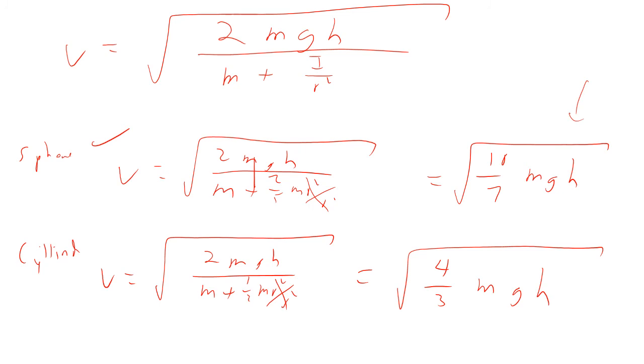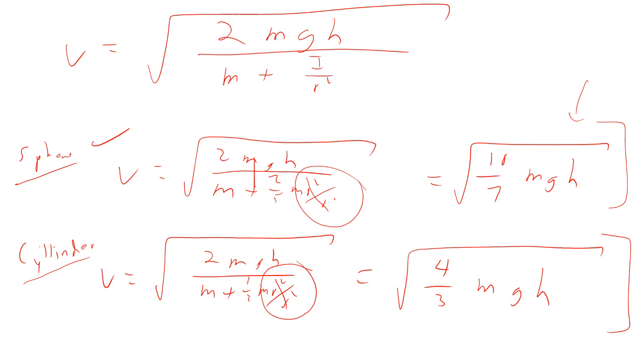Okay, now here's a question. What if I have a cylinder with a different radius? Which one gets to the bottom first? Or if I have a sphere with a different radius, which one gets to the bottom first? The bigger one or the smaller one? So what you do is you look over here and say, if I change r, how does that change things? And you look at that and say, there is no r. The r's cancel out. So for a sphere or a cylinder, the r doesn't matter.